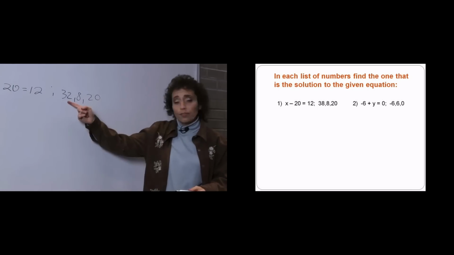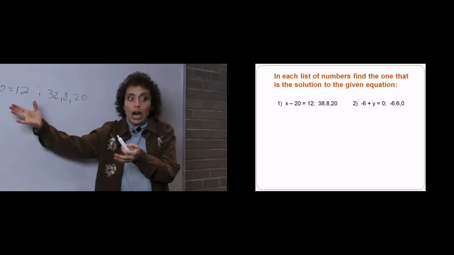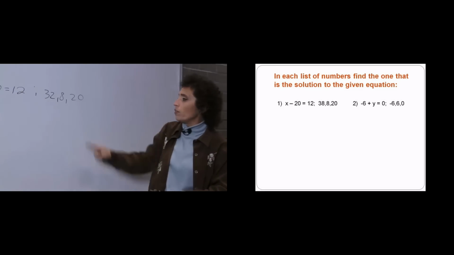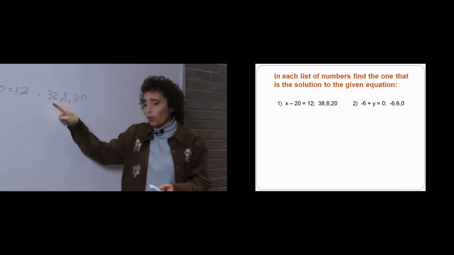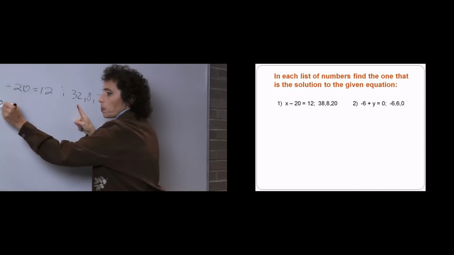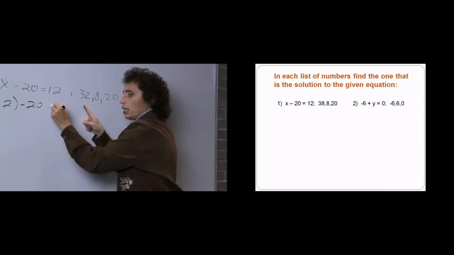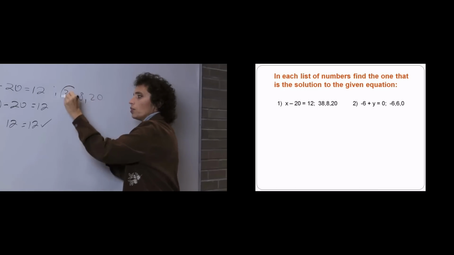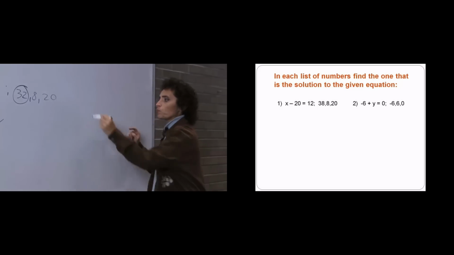We could start by taking the first number, or actually you could start using a little common sense, okay? Because if we use 8, 8 minus 20 is not going to give me 12. 20 minus 20 is not going to give me 12. 32 actually is. I can do this one in my head. 32 minus 20 equals 12. This is 12 equals 12. So which one solves it? It is this one, 32.